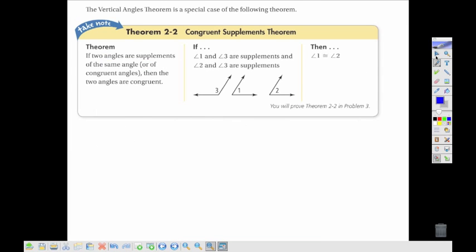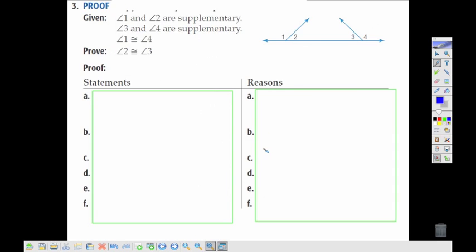And here is another theorem that we might use. This is the congruent supplement theorem. In this one, notice that saying angles 1 and 3 are supplementary, so they add up to 180 degrees. It's also saying angles 2 and 3 are supplementary, so they add up to 180 degrees. And since 3 is the same angle in both of those, we should be able to notice that angle 1 is going to be congruent to angle 2. Now, we'll have to prove that later.